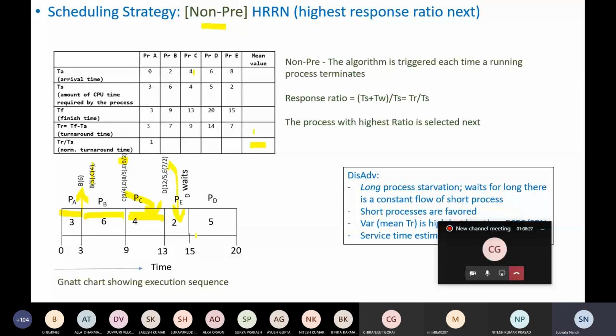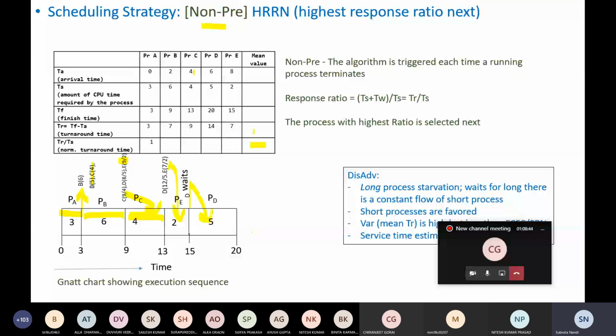7 means, say it has arrived at 8. So 5 plus 2, 7 divided by 2. Okay. So definitely at the end you will have only the D. So D waits, so D is scheduled.